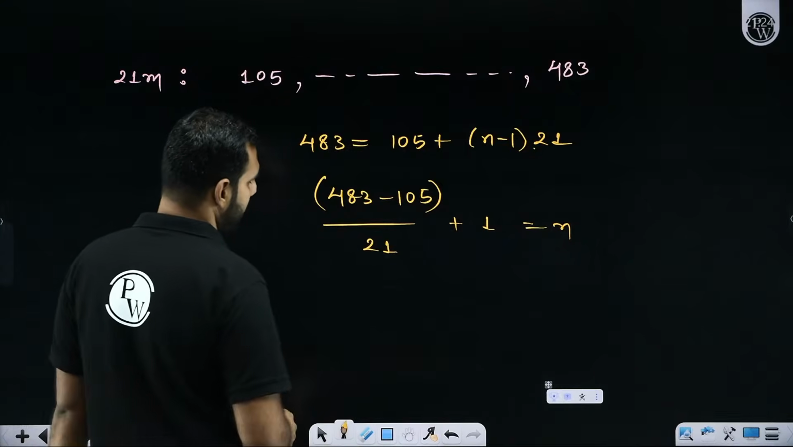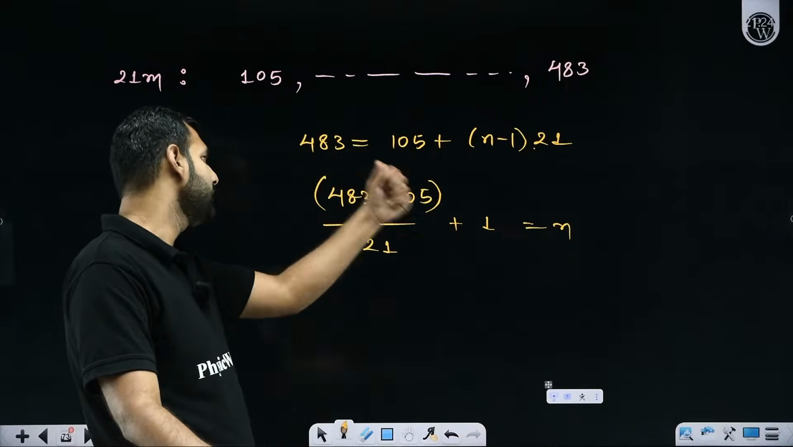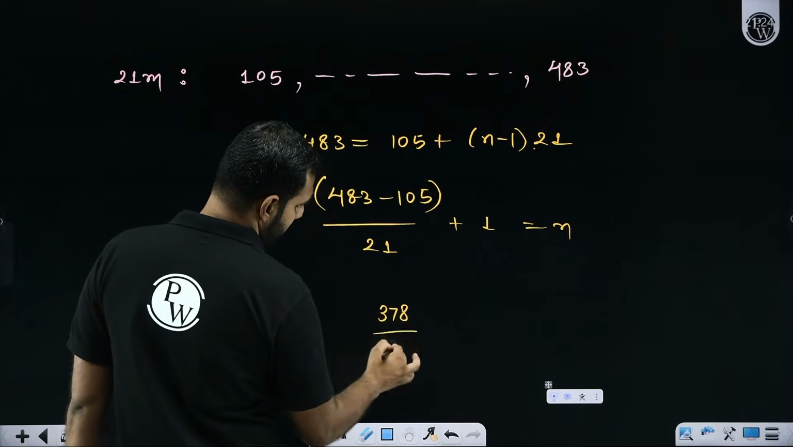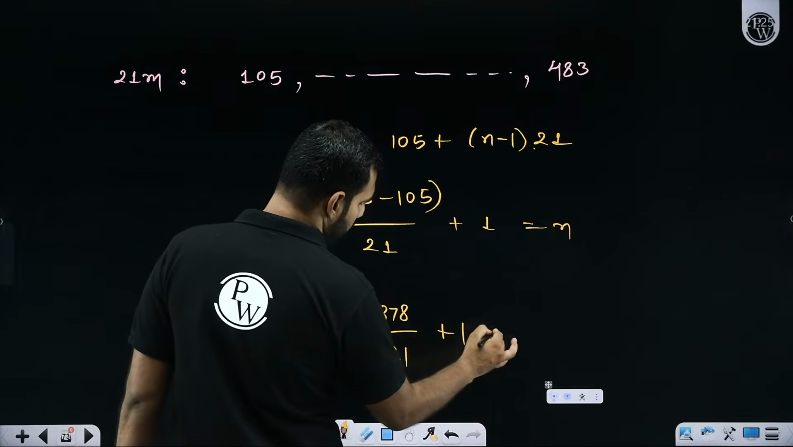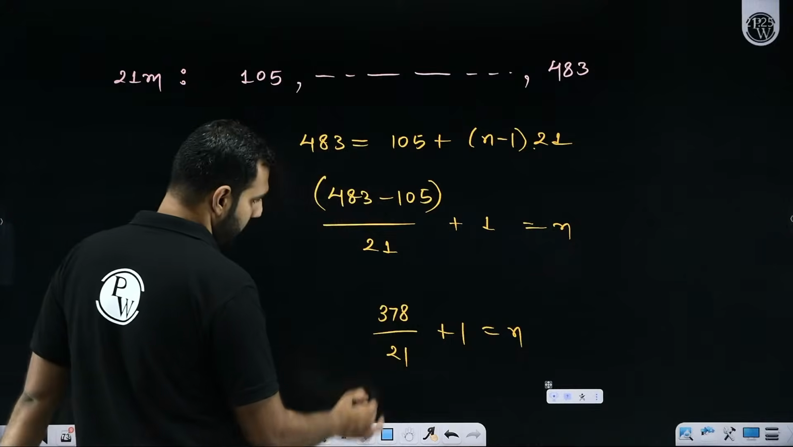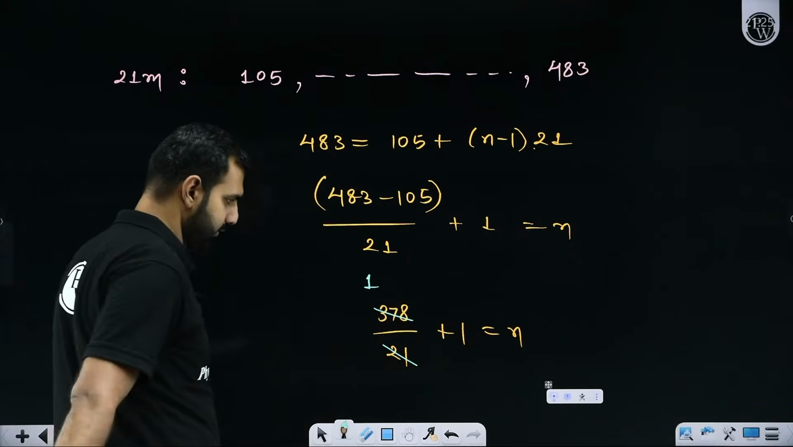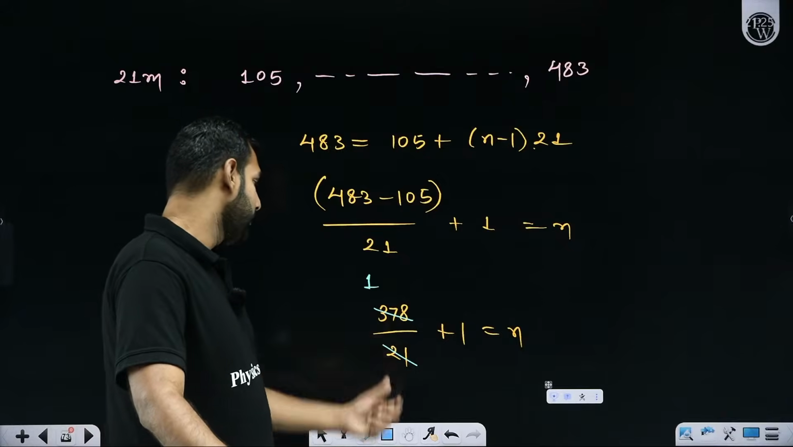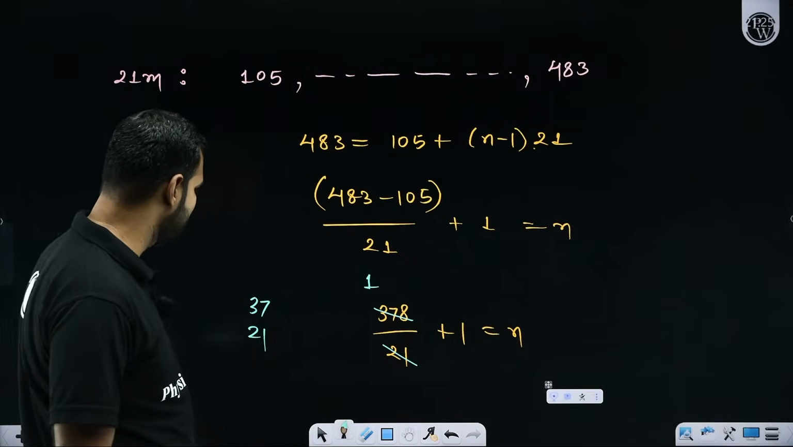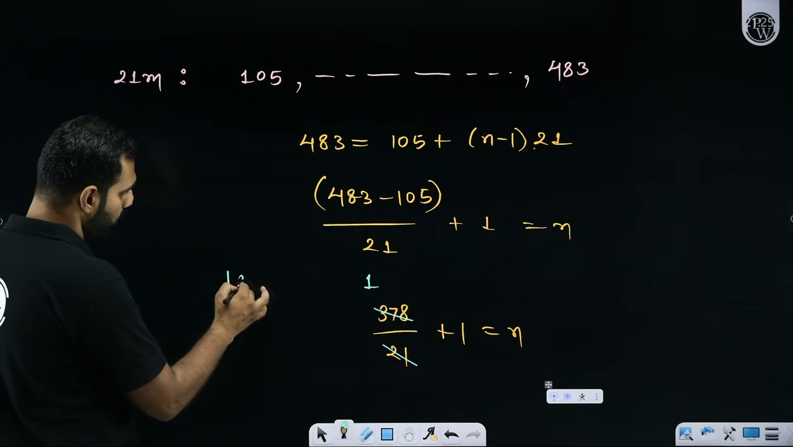With this, if I simplify this, 83 minus 5, that I think is 78. 78 minus 100 is 378. Correct me if I'm wrong. So this is 378 divided by 21 plus 1 will be the value of n. So if I do it further, what do I get? Pay attention everyone. 37 is not divisible. So 21 into 1 is 21. 37 minus 21. So we are doing this 37 minus 21. Pay attention everyone. It is 16. Correct me if I'm wrong. It is 16. So that gives you 168.